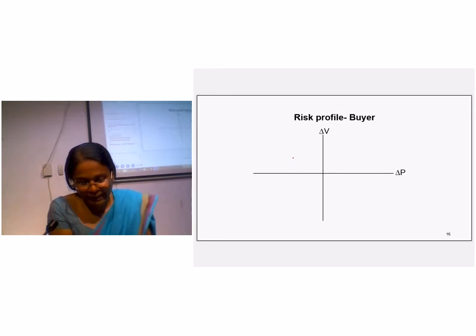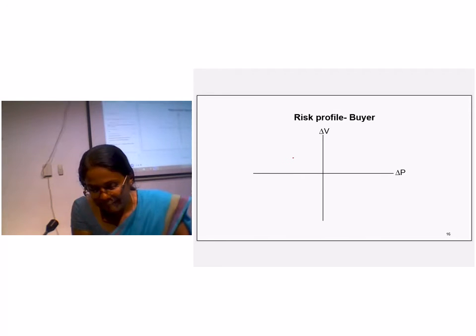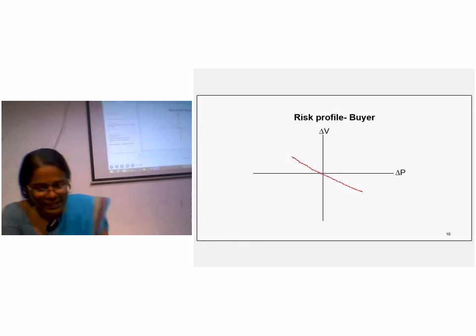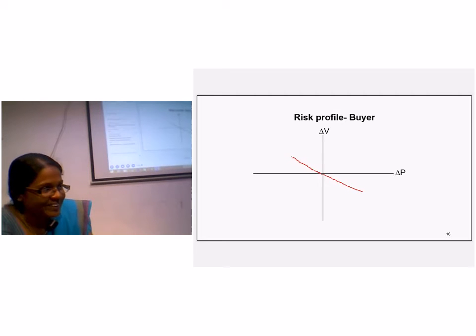Assume that is a straight line. You can see a negative relationship. Why is it a negative relationship? When prices are increasing, it's not good for the buyer because you will have to pay a high price, right? It will increase your cost. Therefore, when prices are increasing, that means your firm value will decrease, right?